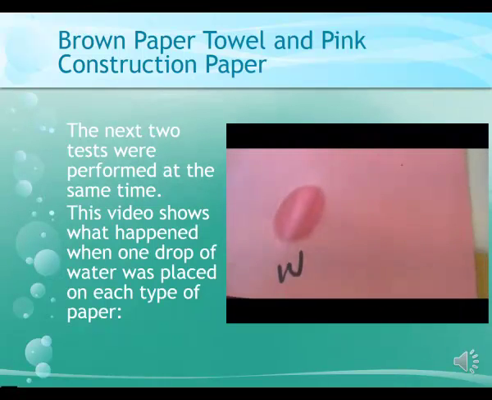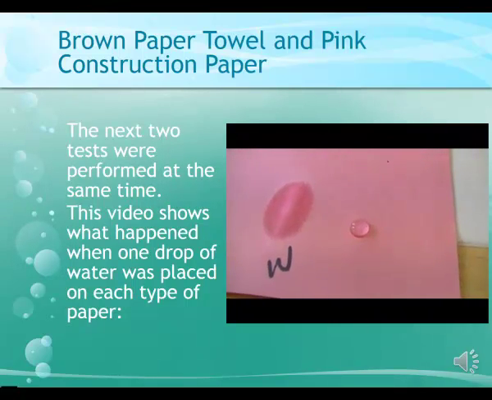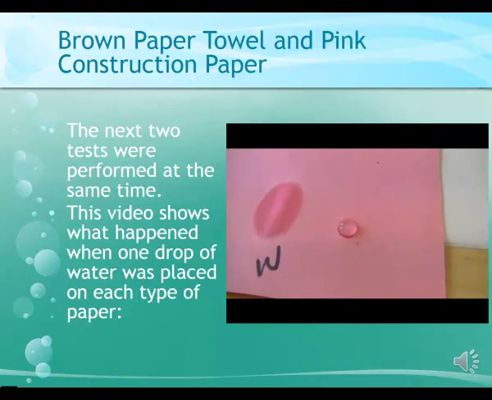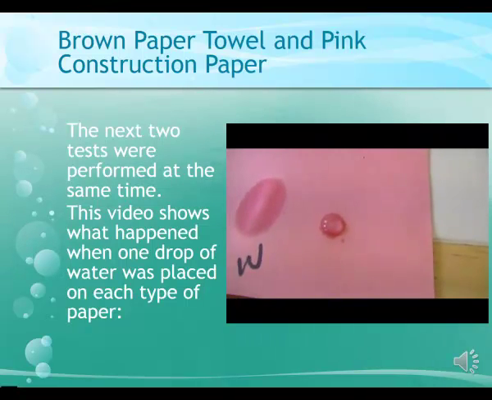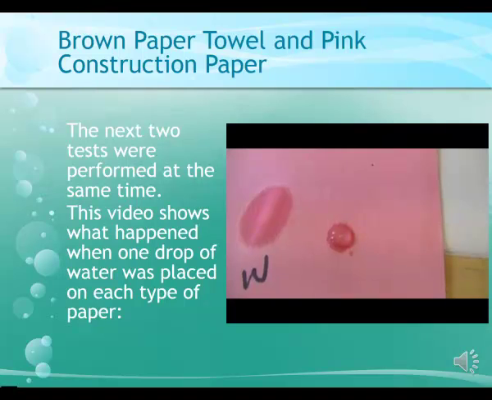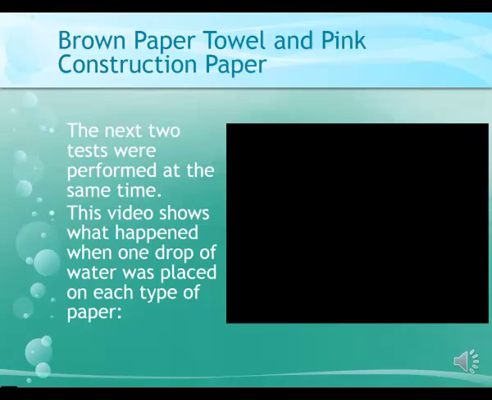Here is the construction paper. 1 drop. Okay, it stays in drop form. But you can see that there's that spreading out underneath. That circle under the drop is getting bigger. And after about a minute, that drop will be gone. So I need to finish filling in this chart, and I wonder what salt water is going to look like.